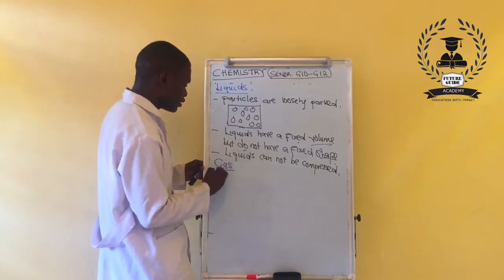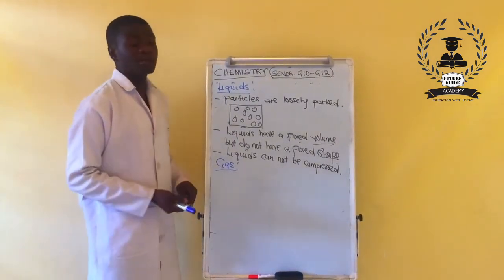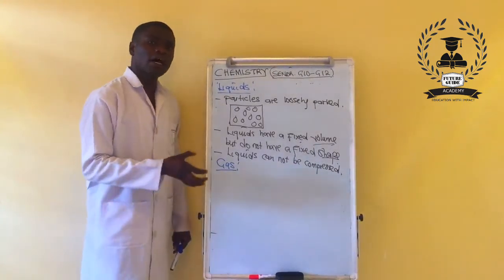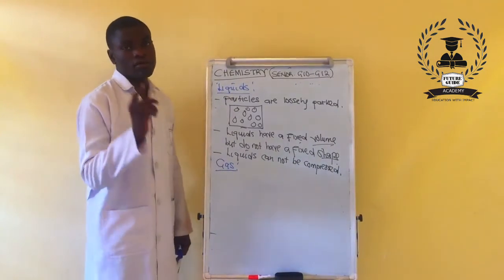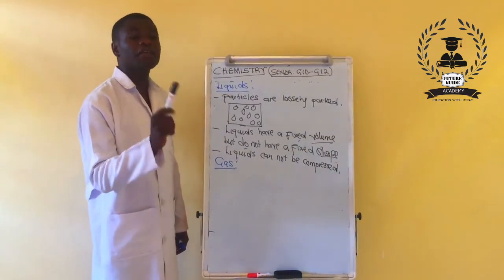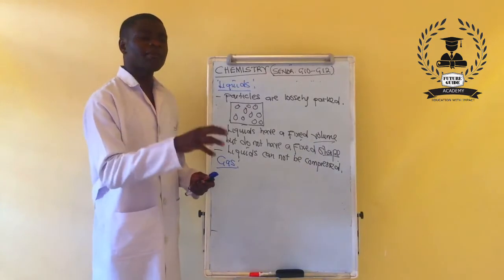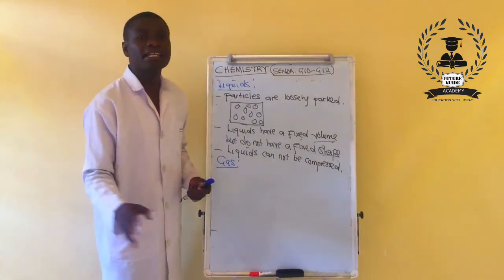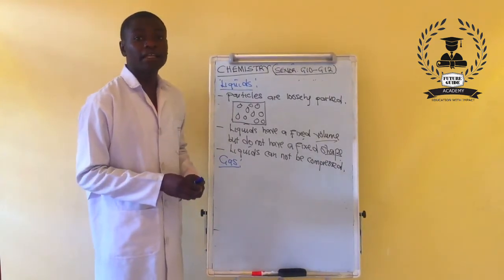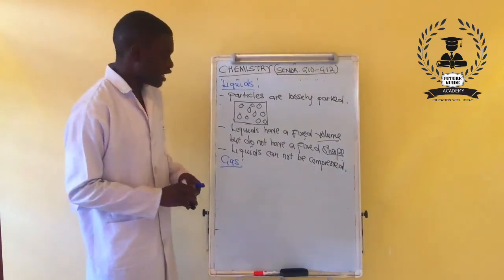Let's go to the last part, which is gas. We say the matter has got three states. We have looked at a solid and a liquid. Now we have the last one, which is a gas. Now, how are the particles arranged under gases? One, you are supposed to understand that particles under gases are further apart, meaning they are able to move in whichever direction that they want to.